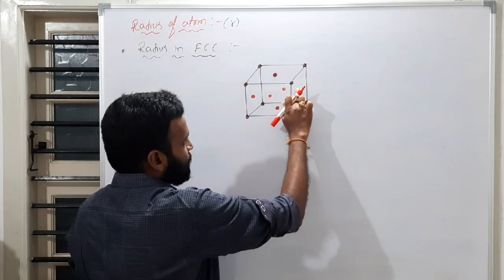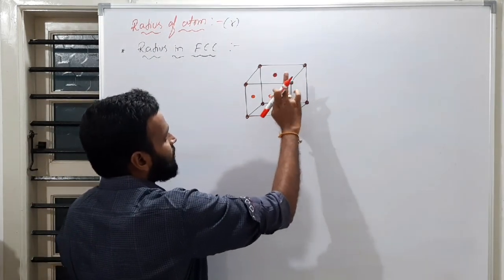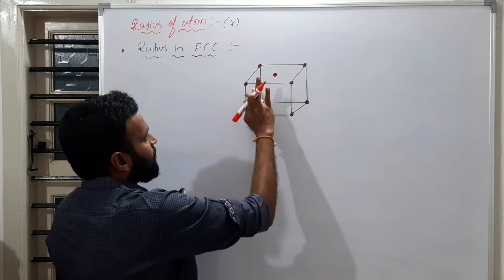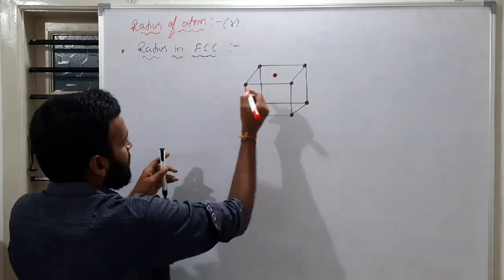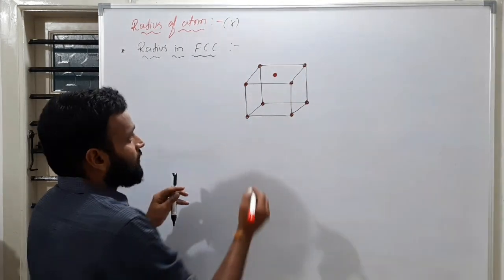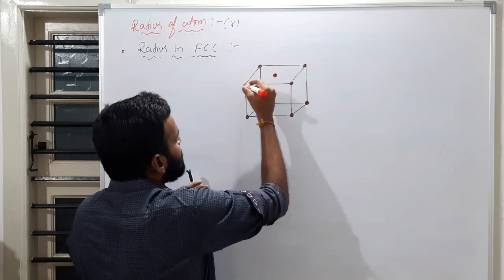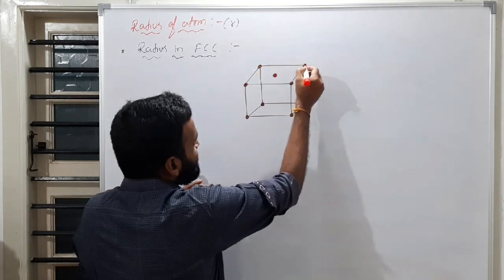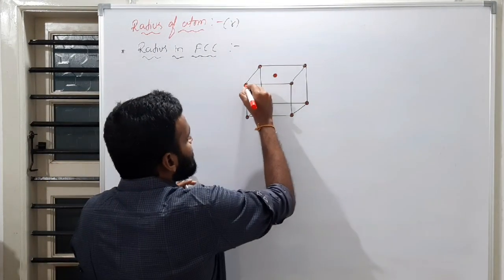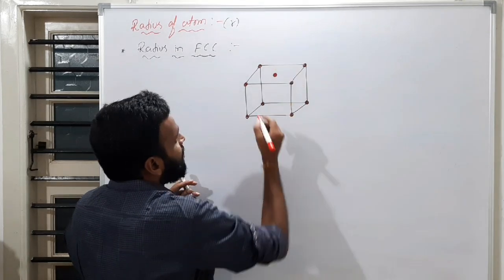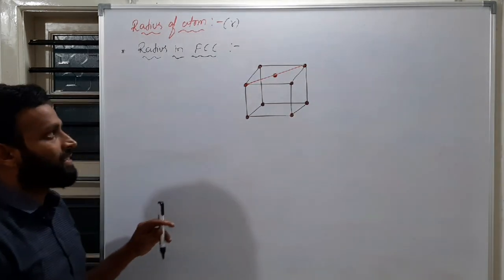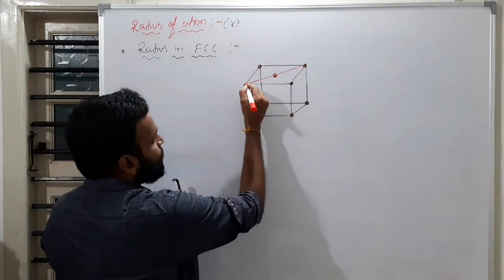Now forget about these faces. Only one face center atom I am considering. Listen carefully everyone, this is very important for us. Here you have an atom, here you have an atom, here you have an atom. So there are adjacent atoms. In simple cubic you can consider only this and this, or this and this. But in face centered, you have to consider these two corner atoms as well as this face center atom, considering the face diagonal like this. What is face diagonal?